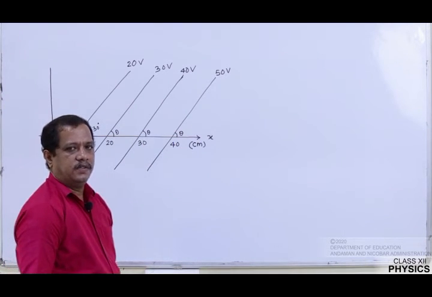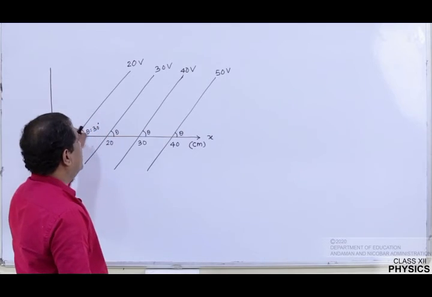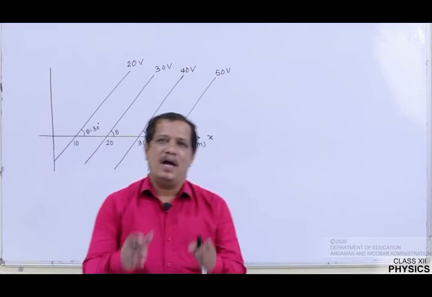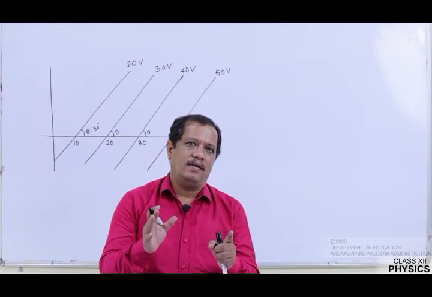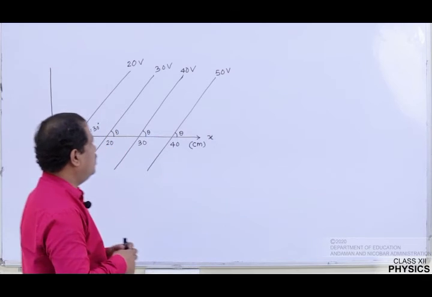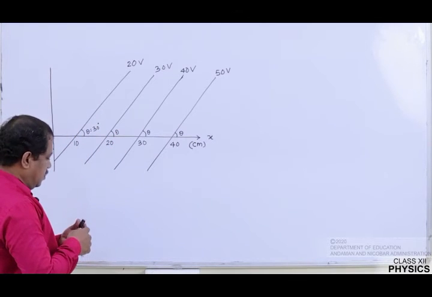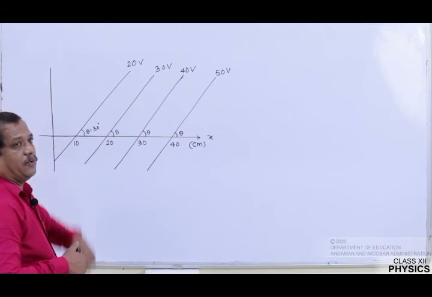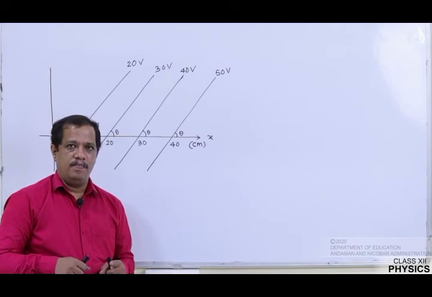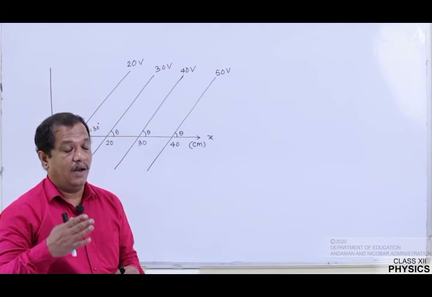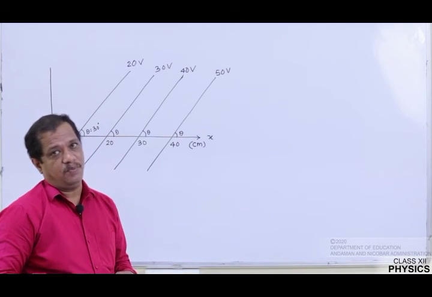Now the question is, when the set of equipotential surfaces are given, we have to calculate the magnitude of the electric field and the direction of the electric field. We have already studied that the direction of the electric field is always perpendicular to the equipotential surfaces, number one. Number two, the direction of the electric field is always along the direction of decreasing potential.